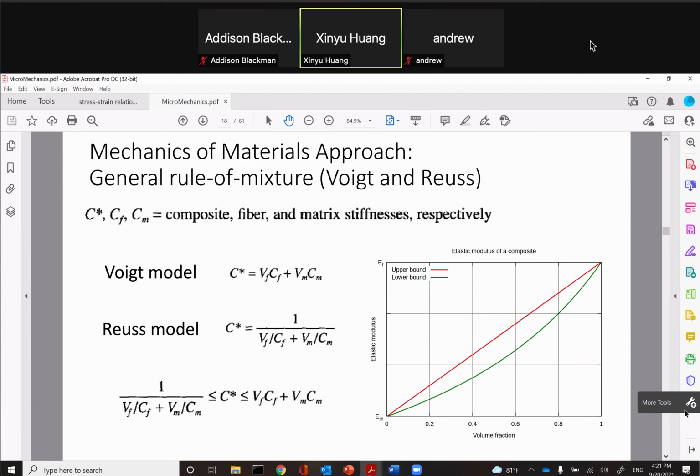Now we learned there are two rules of mixture. One is the Voigt mixture, the other the Reuss mixture. It really depends on which one you choose. It could predict either the upper limit or the lower limit of this mixture.